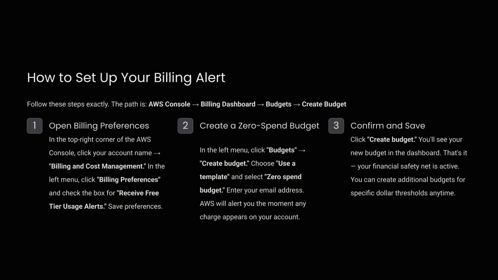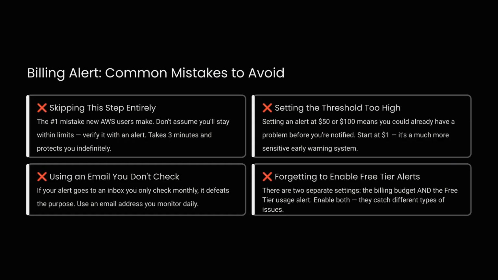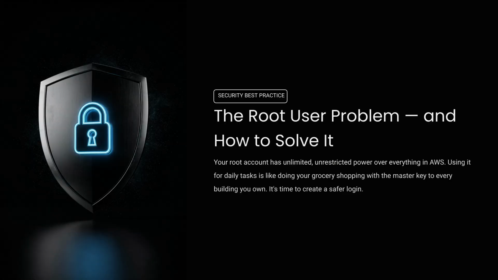To set up the alert, go to the AWS console, Billing Dashboard, Budgets, and Create Budget. First, open Billing Preferences and check the box for Receive Free Tier Usage Alerts. Avoid common mistakes. Never skip this step. Set the threshold low, ideally at $1, for a sensitive warning. Use an email you check daily and enable both the billing budget and the free tier usage alerts.